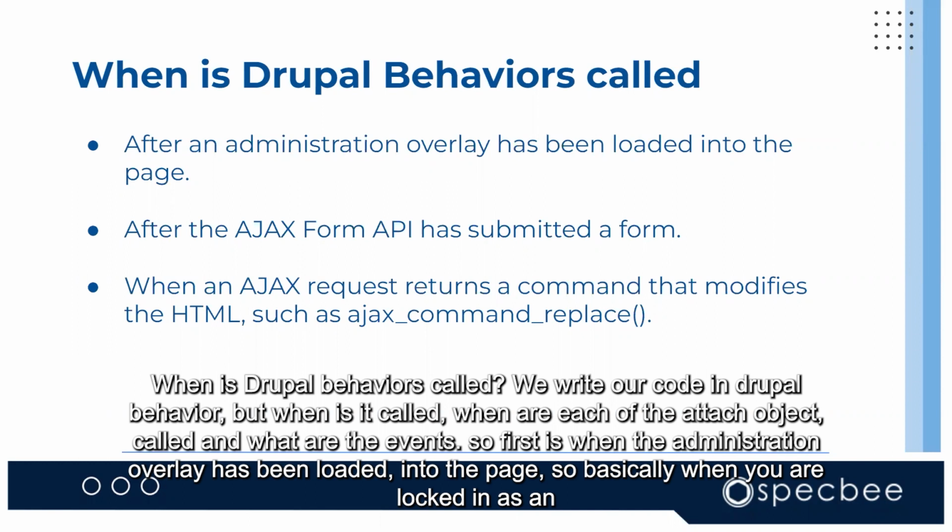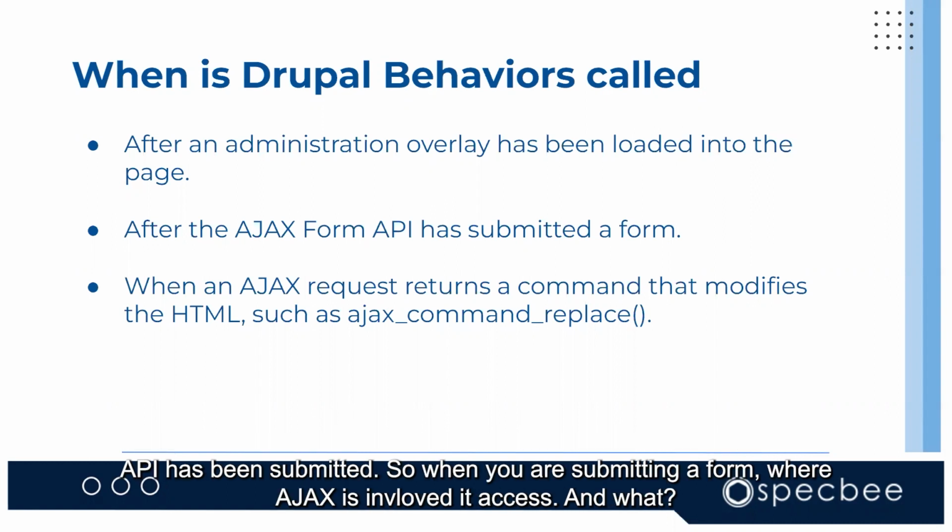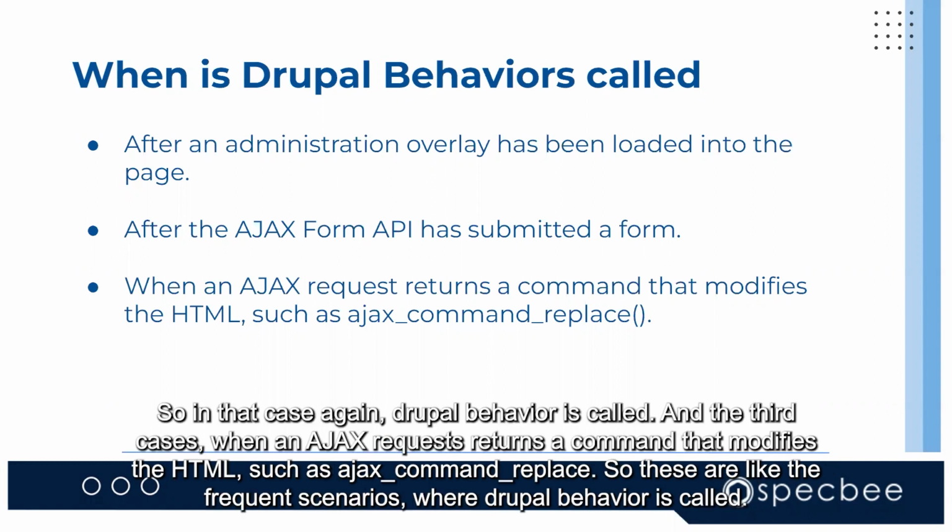So basically when you are logged in as an admin or some sort of a user who has an admin view, you can see the admin overlay on top. At that time, Drupal behavior is called. The other scenario is when the AJAX form API has been submitted. So when you are submitting a form where AJAX is involved, in that case, again, Drupal behavior is called.